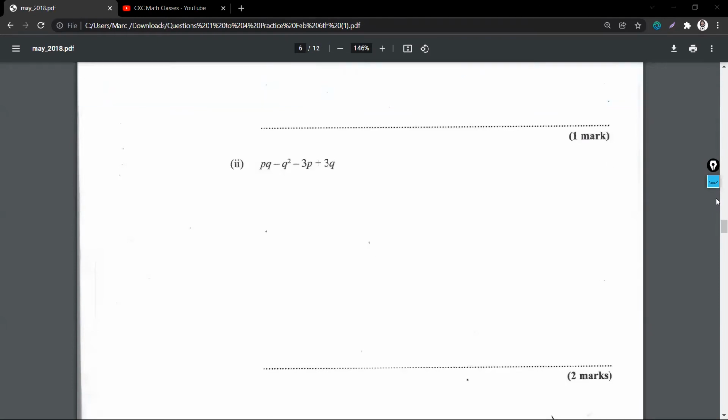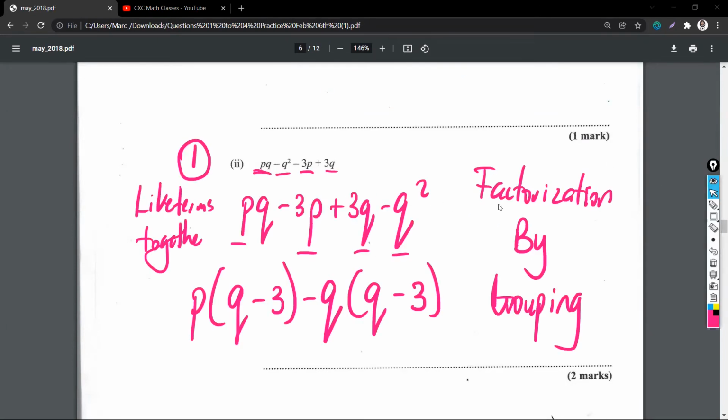Cool. All right, so this question, guys, this is how you do it. Remember, it's by grouping. So you group the like terms together, put the P and the P's together, then you put the Q and the Q's together. Then you take out the P. I'm going to take out a minus Q here. The reason why I wanted to take out a minus Q, guys, is because if I use a positive Q, it would end up being 3 minus Q, which I don't want. I want these two to be the same.